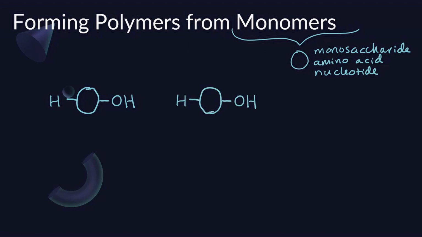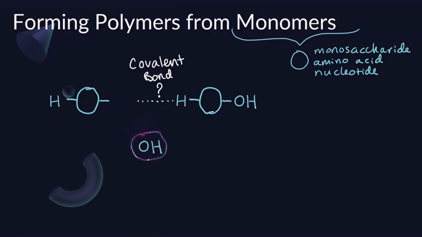So in order to make a polymer, covalent bonds must be formed between monomers. So how are these covalent bonds formed? Well, basically the hydroxyl group from one monomer is removed at the same time as the hydrogen atom from the other monomer is also removed. And when this happens, the removed hydroxyl group and hydrogen atom interact. And as you can probably guess, they form water. 2 hydrogens, 1 oxygen. And then leaving behind a covalent bond between the monomers.